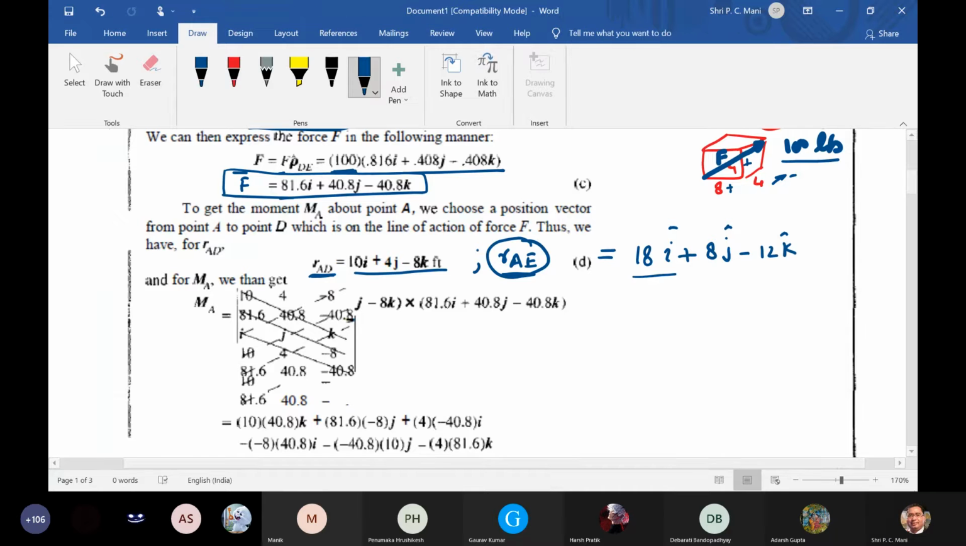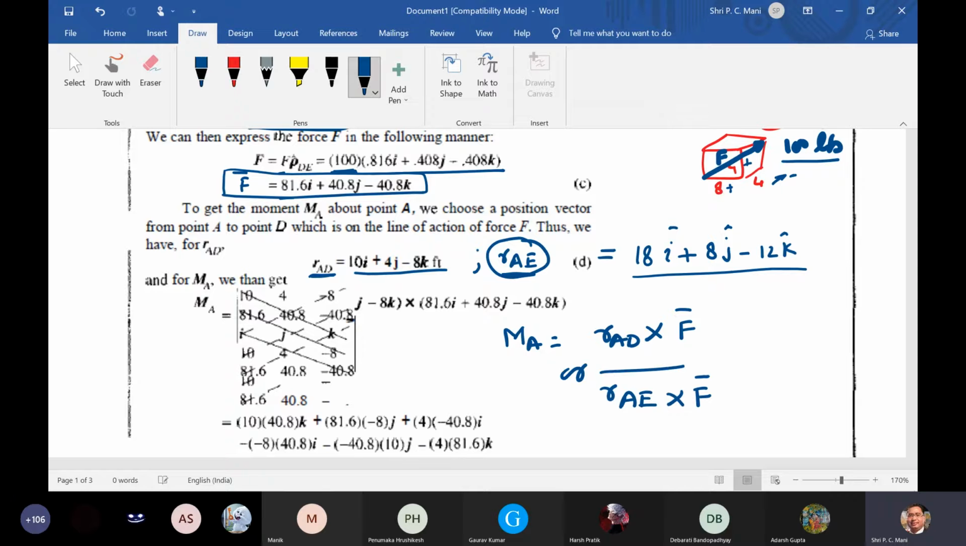Now the moment about A will be either r AD cross F or r AE cross F. Clear?